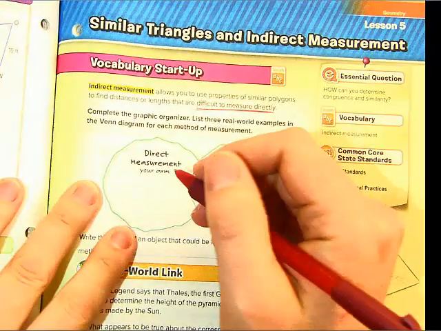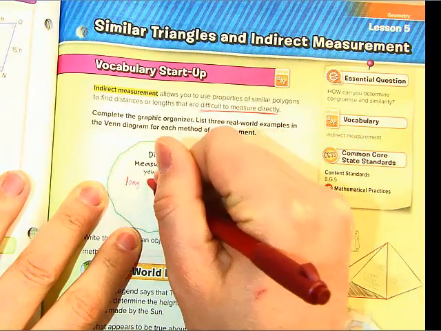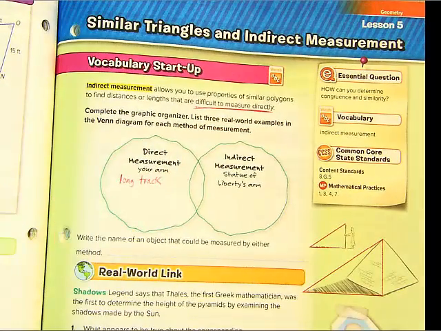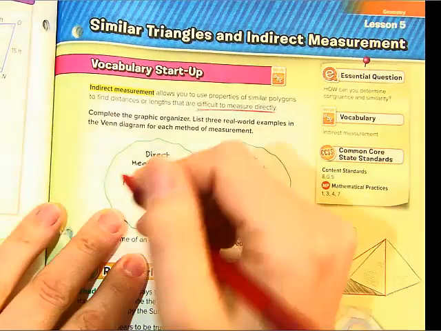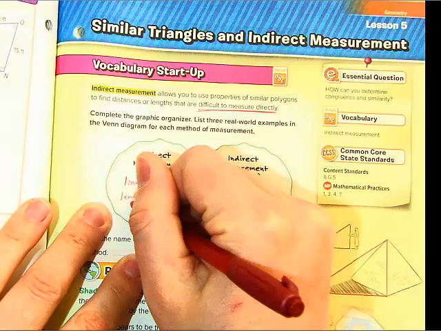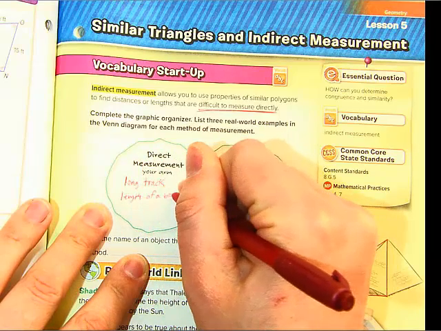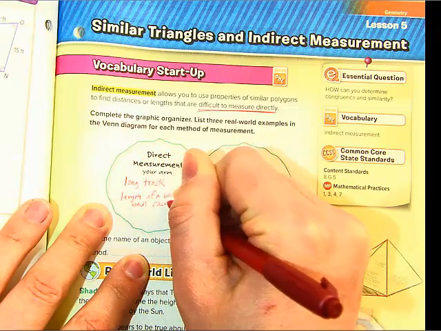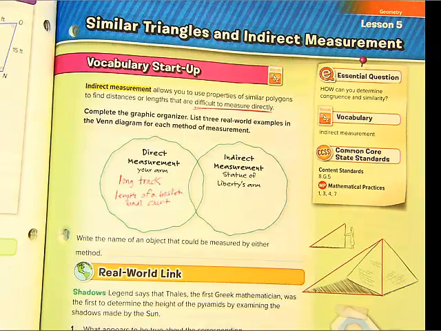Or like in the Olympic Games, we have a long jump. Or in track and field, it's track season. We can measure a long jump, how far someone runs. We can measure the length of a basketball court. That's an example of direct measurement. There are things we can just actually get something out and measure.